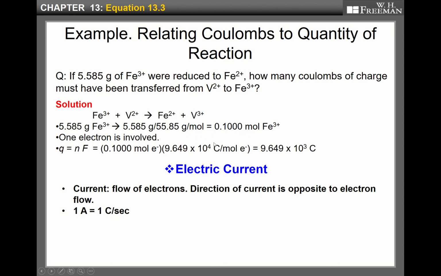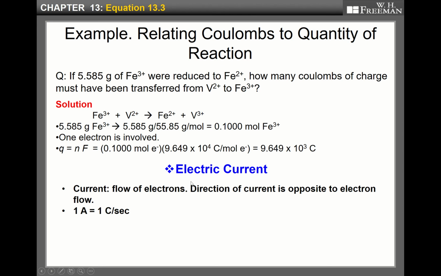So the total charge is given by the equation Q equals N times F. N is 0.1 mole of electrons here, right? And F is the Faraday constant, so you have to memorize this constant. So we get this number, 9.649 times 10 to the 3 coulombs.